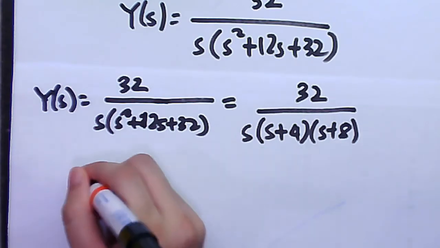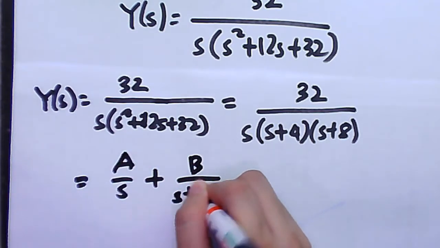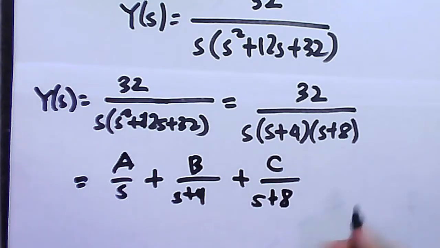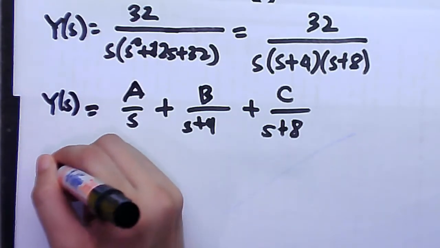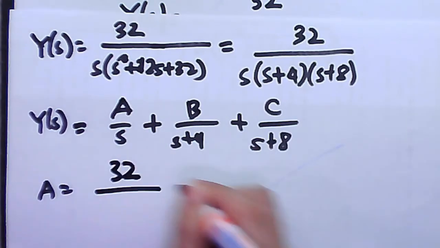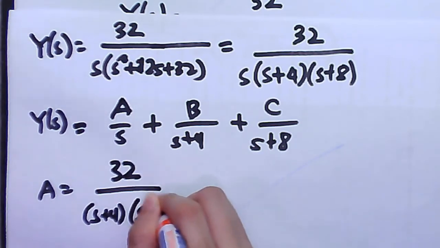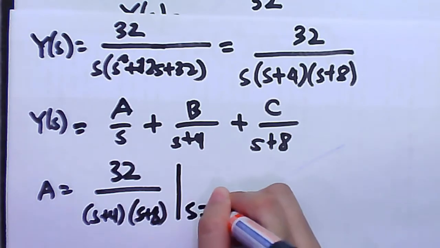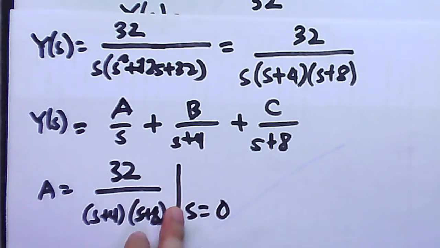Okay? So, ang partial fraction expansion nito is basically a over s plus b over s plus 4 plus c over s plus 8. Okay? So, solve natin isa-isa ngayon. So, a natin is basically, again, by cover-up method, this is 32 over s plus 4 times s plus 8, when s equals 0. So, yung pole kasi nito ay 0. So, yung isa-substitute natin para ma-solve siya. Okay? So, this is 32 divided by 32. So, this is 1.